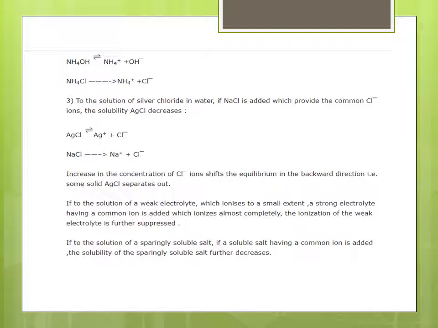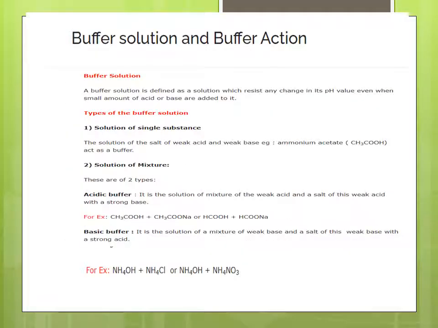If to the solution of a sparingly soluble salt, a soluble salt having a common ion is added, the solubility of the sparingly soluble salt further decreases.